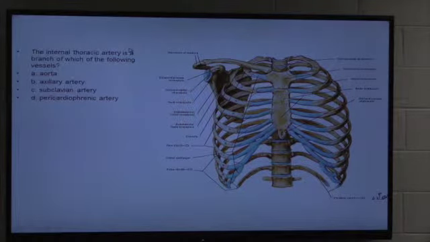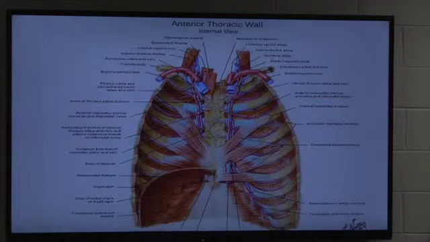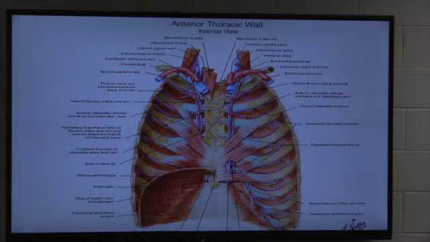The internal thoracic artery is a branch of which of the following vessels? The aorta, axillary, subclavian, or pericardiophrenic artery. Those can all be likely choices. However, here are the internal thoracic arteries. They're forming the anterior roots of the vessels that are going to become the intercostal vessels. Posteriorly, the vessels will come from the aorta, which are the intercostal vessels I just mentioned. Anteriorly, the internal thoracics are going to be branches of the subclavian arteries.